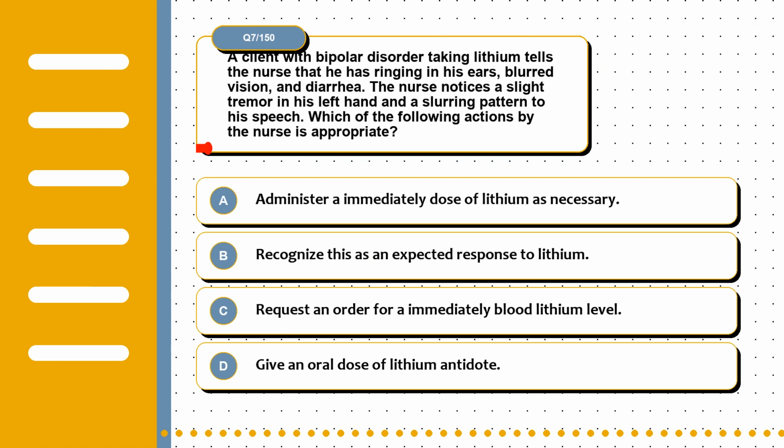Question 7. A client with bipolar disorder taking lithium tells the nurse that he has ringing in his ears, blurred vision, and diarrhea. The nurse notices a slight tremor in his left hand and a slurring pattern to his speech. Which of the following actions by the nurse is appropriate? Here are the options. Option A. Administer immediately dose of lithium as necessary. Option B. Recognize this as an expected response to lithium. Option C. Request an order for immediately blood lithium level. Option D. Give an oral dose of lithium antidote.